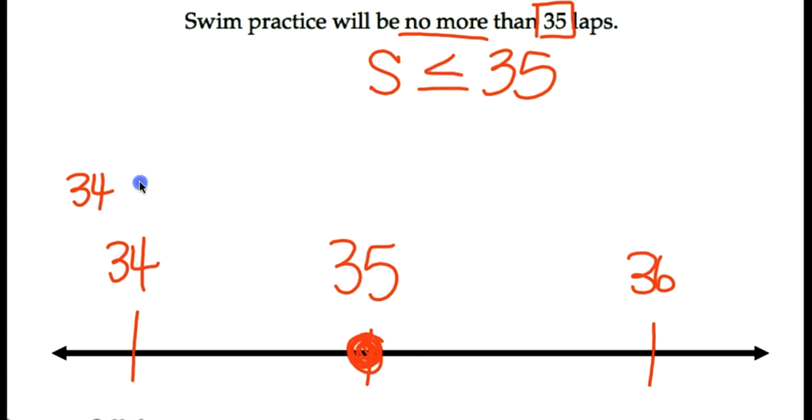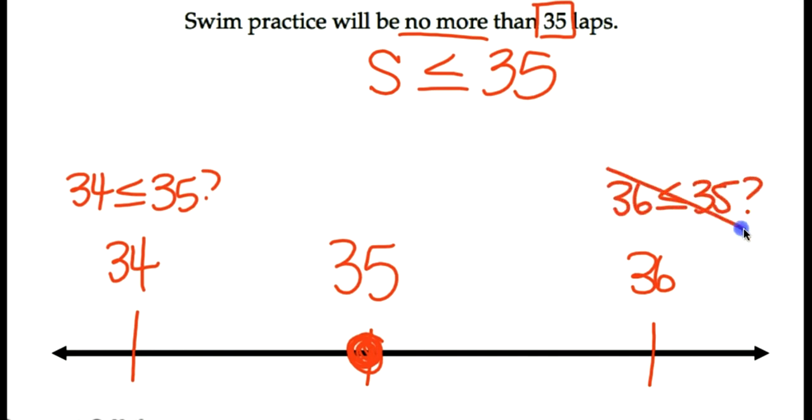Is 34 less than or equal to 35, or is 36 less than or equal to 35? That would be 34, so I'm going to shade in the direction that makes my inequality true. And think about it: swim practice will be no more than 35 laps. So I can swim 35 laps, that's why I have a colored in circle, right? But I cannot swim 35 and a half laps or 36 laps because I've gone over 35.